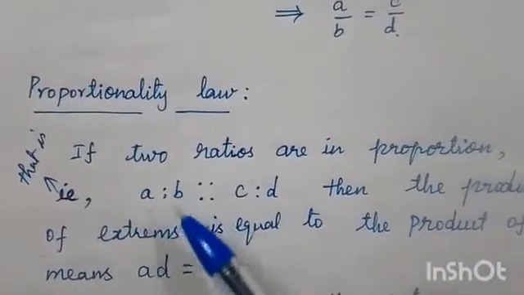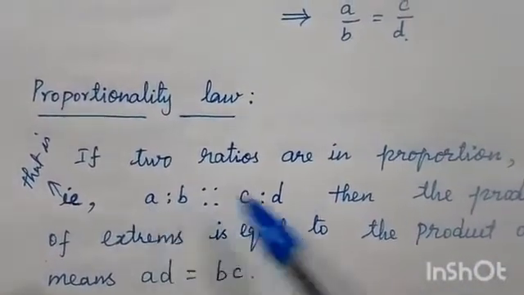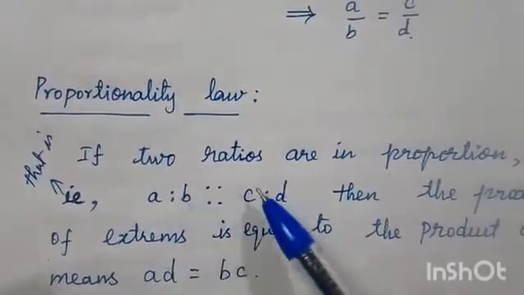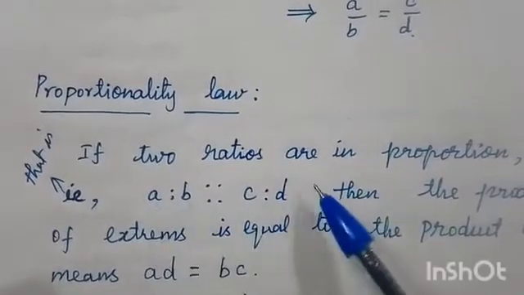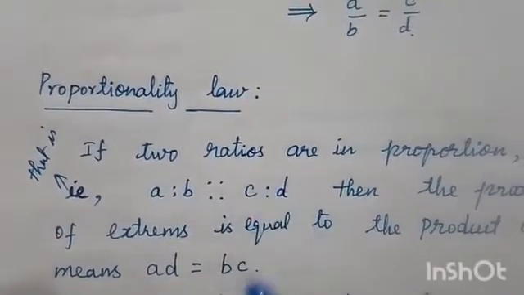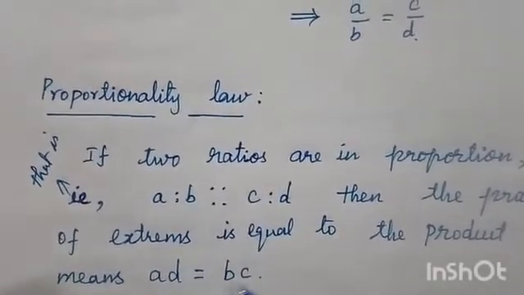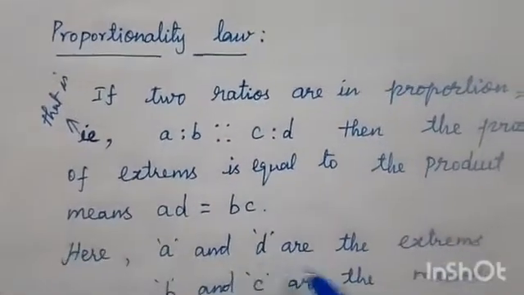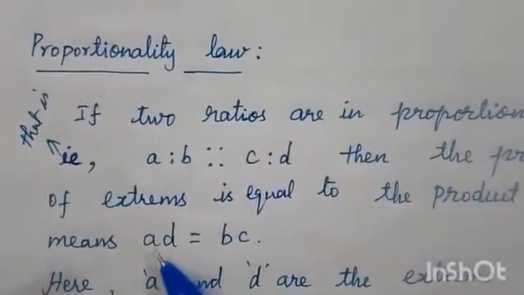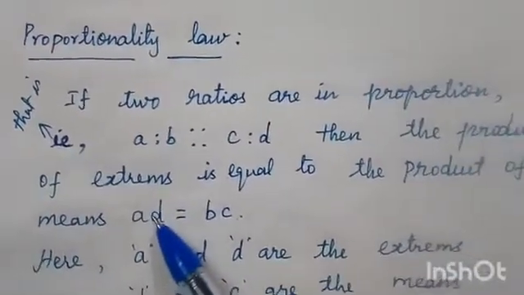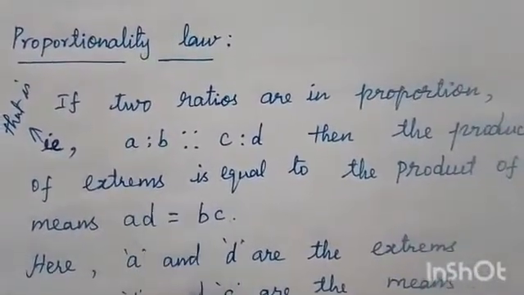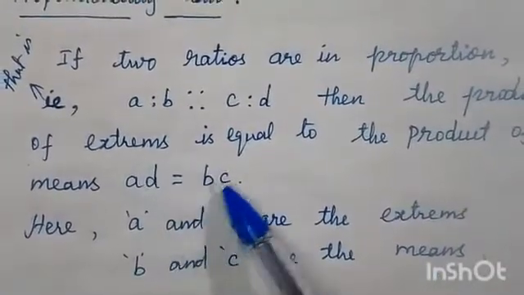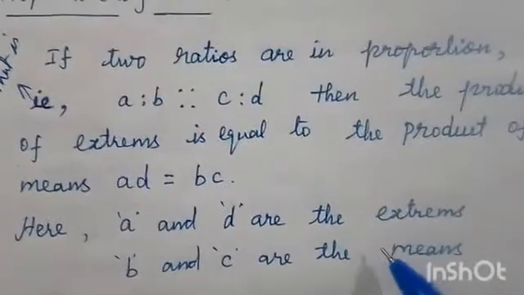Extremes means the first term and the last term, and means are the second term and the third term. That is, A into D is equal to B into C. So here A and D are called the extremes, and B and C are the means.